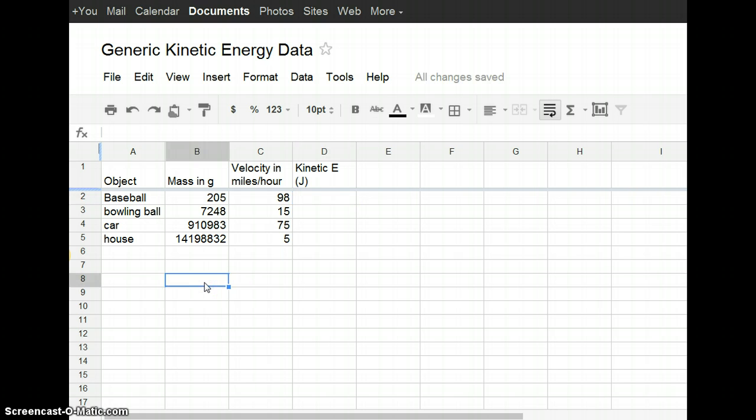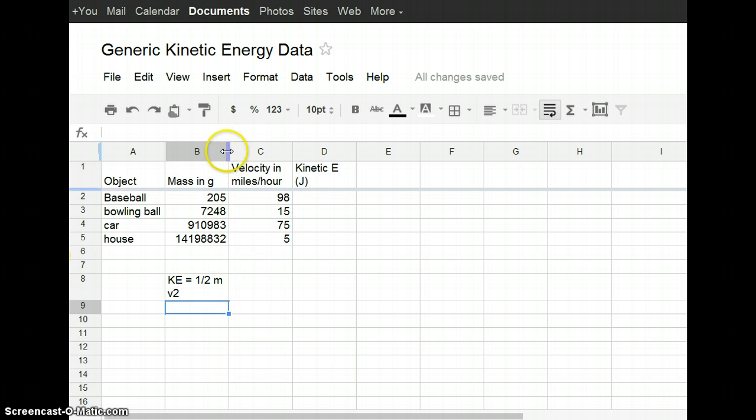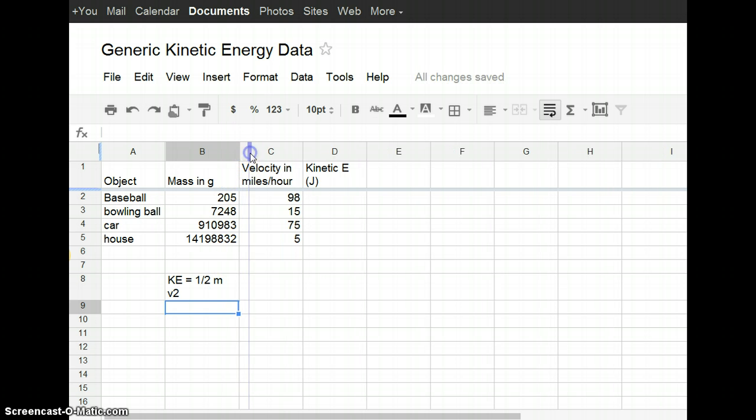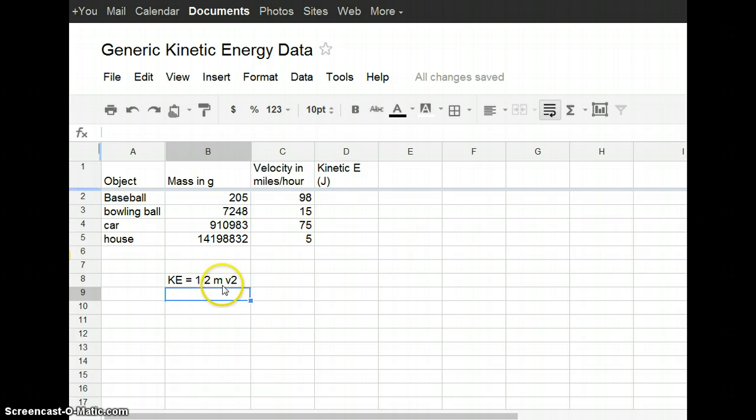Now, I just want to make sure that I do everything right, so I'm just going to, down here, for my own purposes, write kinetic energy equal to 1 half mv squared, where that v2 means that it's squared. I'm just going to do that to help me remember what my formula is, and I'm going to build off of this. So I need the units in joules, which is a joule is equal to a kilogram meter squared per second squared.